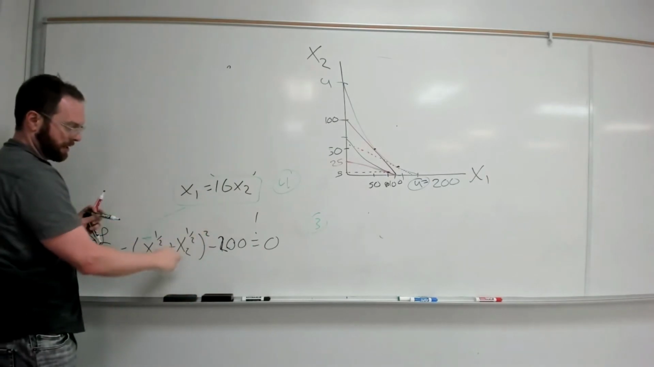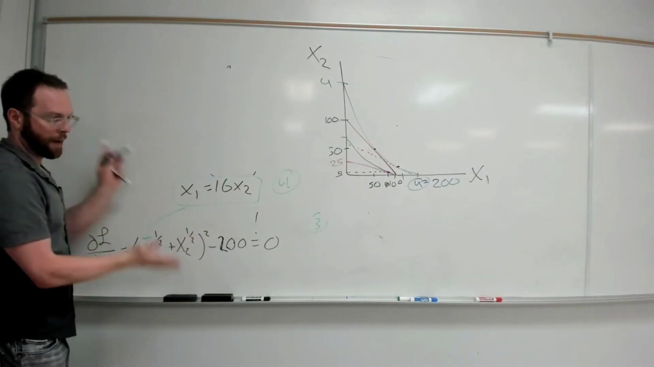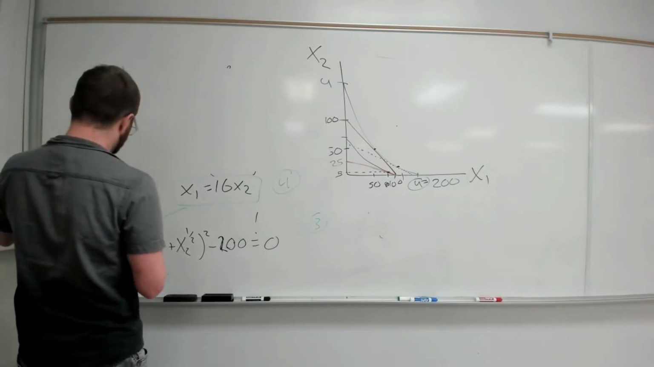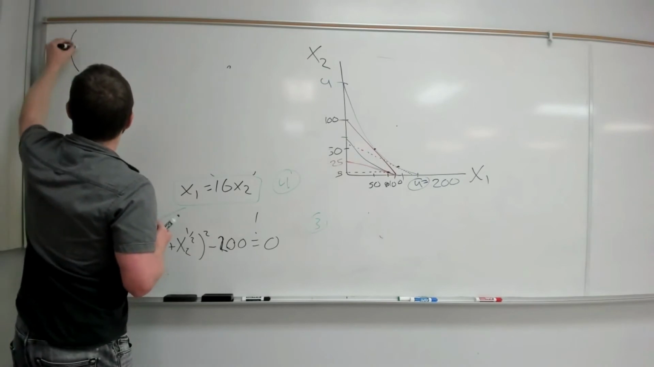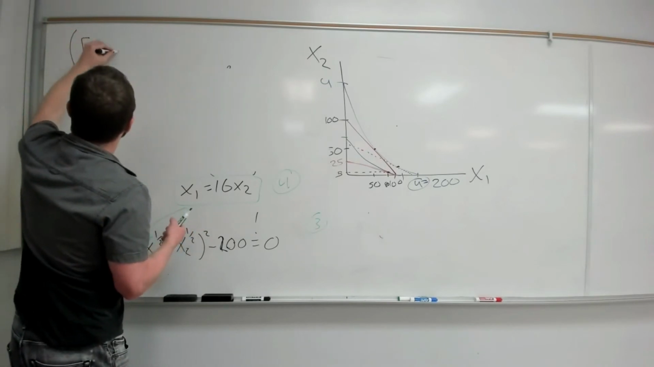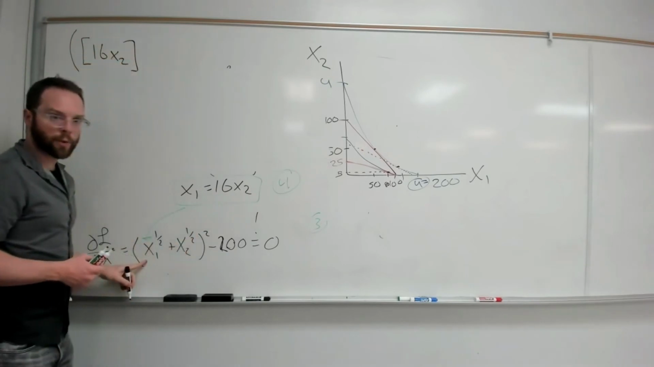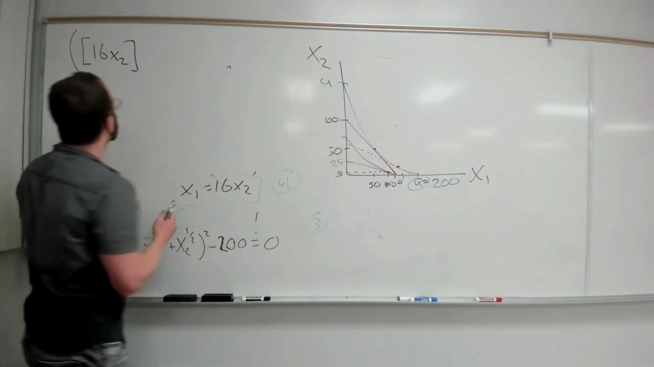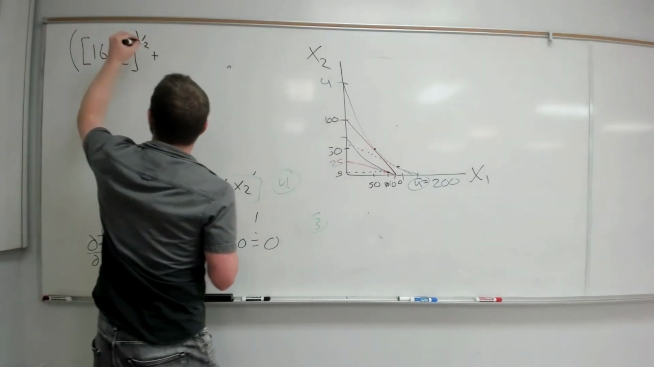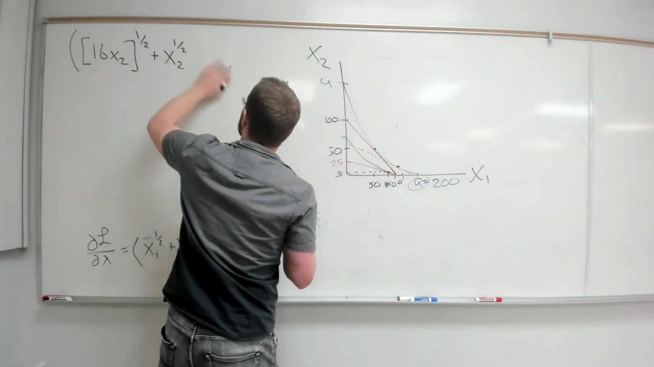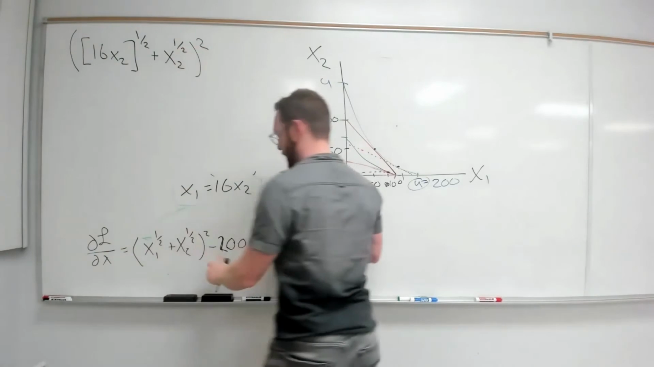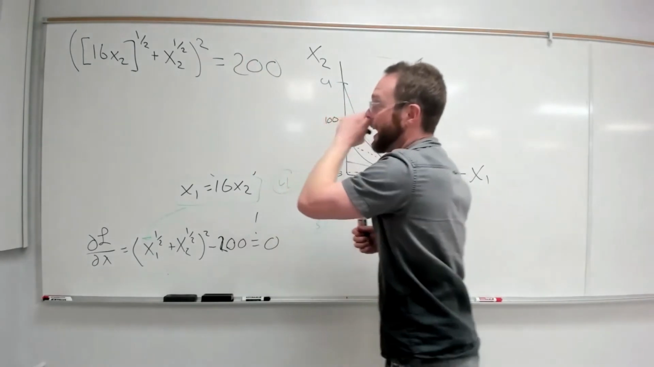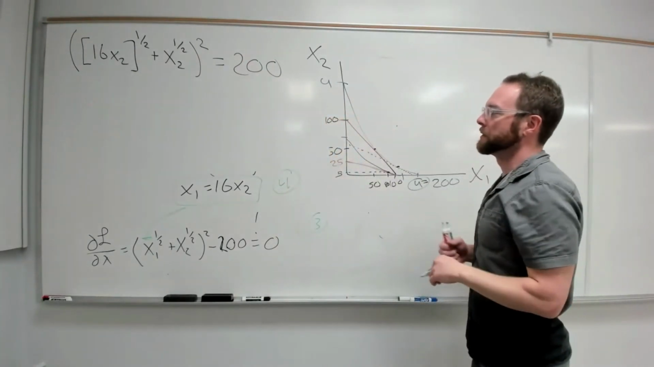All right, so again, I'm just plugging this in here, and then we'll have that one statement that combines all three, and we should get an answer for x2. So instead of x1, I'm writing 16x2. Now be careful here, because we have x1 to the 1/2, so we want to write everything to the 1/2, all of this, plus x2 to the 1/2, all squared, and I'm going to move negative 200 over here so that we have no more negatives.